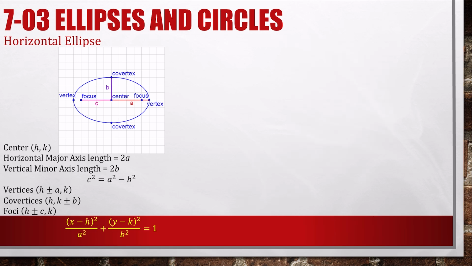For a horizontal ellipse, the major axis is horizontal. The center is (h, k). The major axis length is 2a, so from the center to a vertex is 1a. The minor axis length is 2b, so from the center to a covertex is 1b. And for a focus, the distance from the center to a focus is c. Those are related by c squared equals a squared minus b squared.